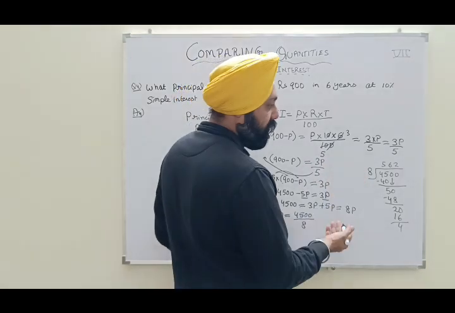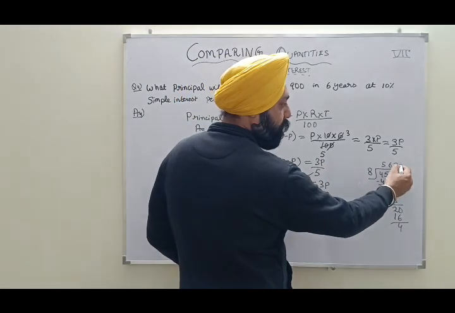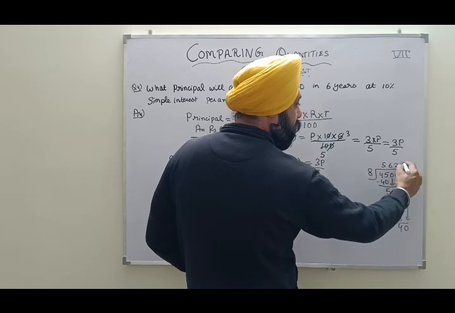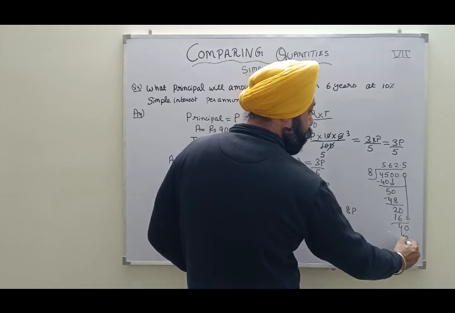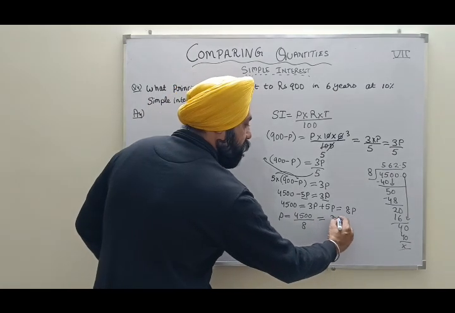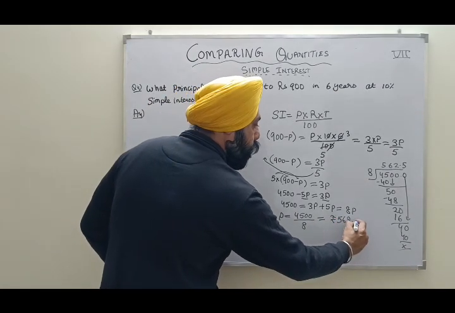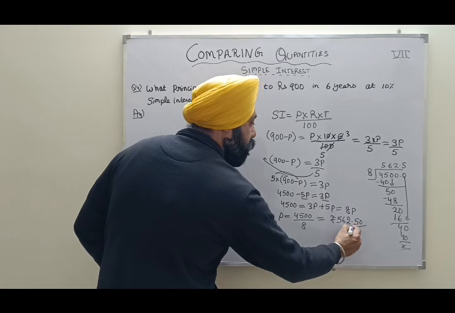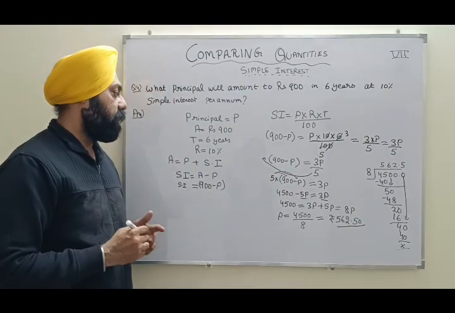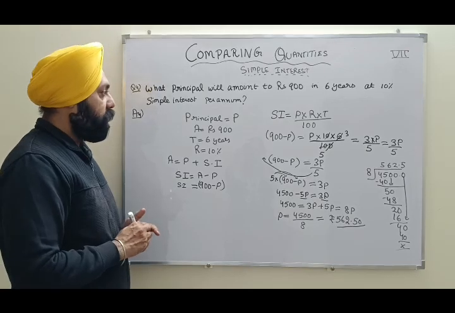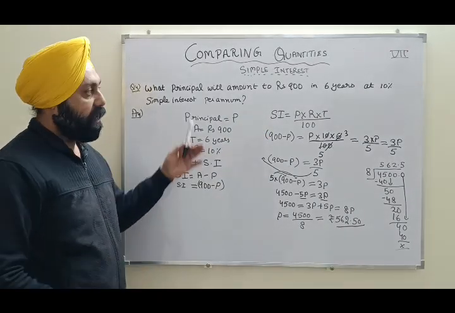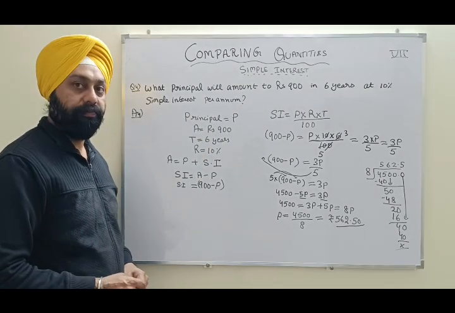So we can convert this into decimal. So we'll put a decimal. Again we'll borrow 1 0. So 8 5s are 40. So our principal is rupees 562.50. So this is how we will find the principal. Instead of using the direct formula, first we will find the simple interest and then use it after that.